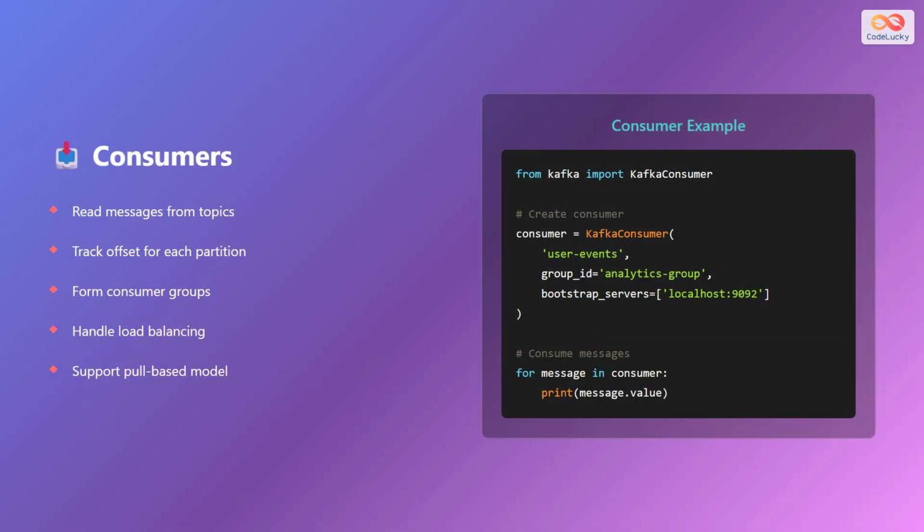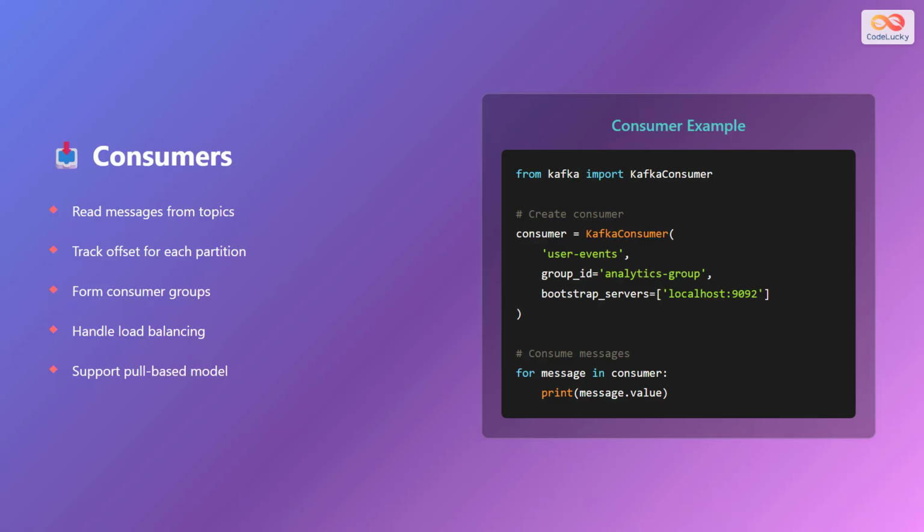Consumers are applications that read messages from Kafka topics. Each consumer tracks an offset for each partition, indicating the last read message. Consumers can form consumer groups, allowing multiple consumers to work together to read from a topic. Kafka handles load balancing within a consumer group, distributing partitions among consumers. Consumers use a pull-based model where they request messages from Kafka.